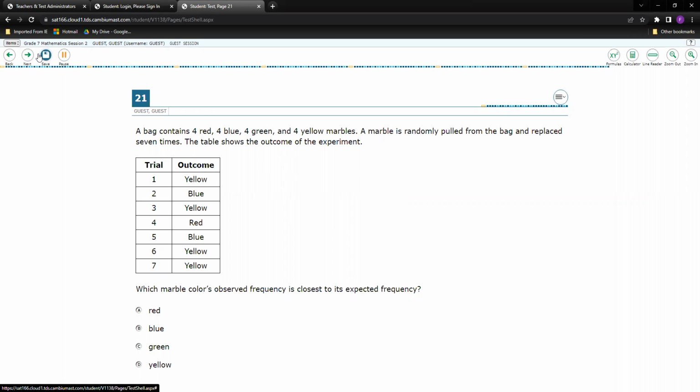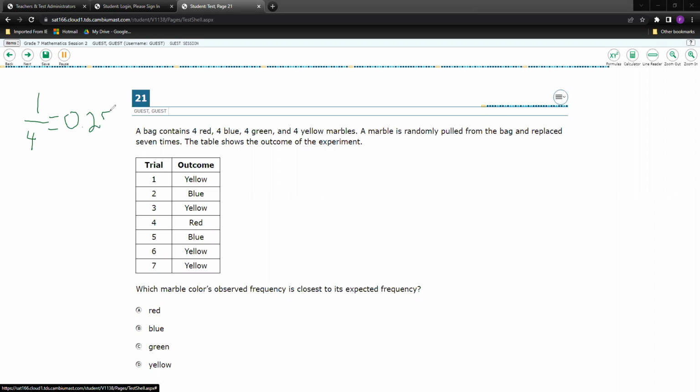Okay. Here, the possibility, there are 16 marbles and 4 of each color. So we know that the probability for each of them is 1 over 4. 1 over 4 in theory, but we don't have a theory. We have a trial, and it was 7 times. So what is 1 over 4? That's 25% chance, or 0.25.